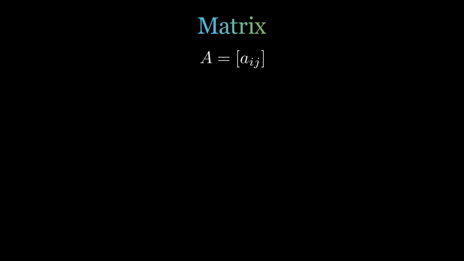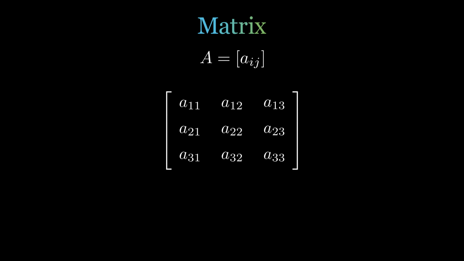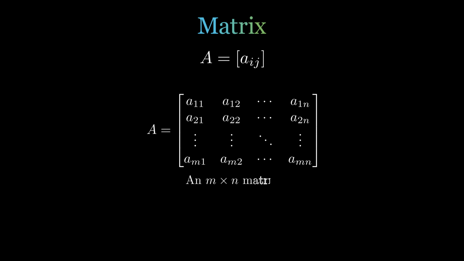Let me show you what this looks like visually. Here is a 3 by 3 matrix with example numbers. The first subscript indicates the row number, and the second indicates the column number. In general, an m by n matrix has m rows and n columns. Here's what the general form looks like.